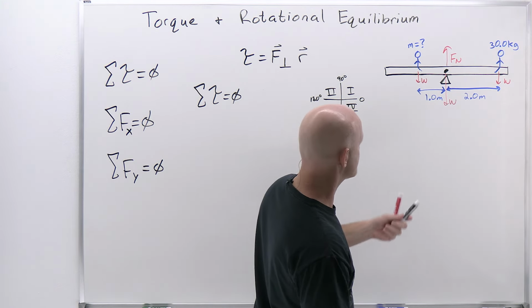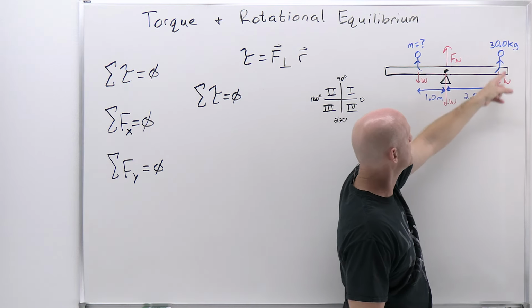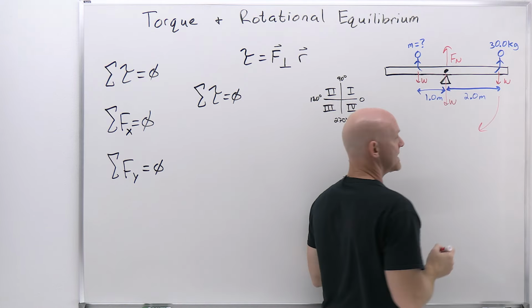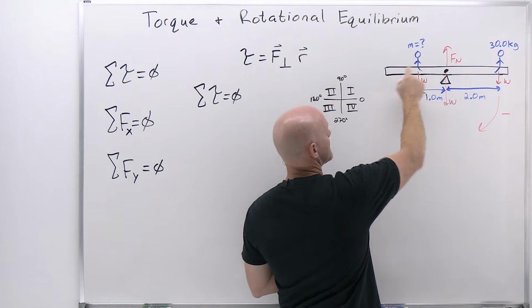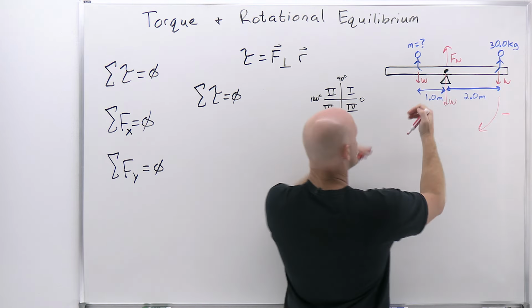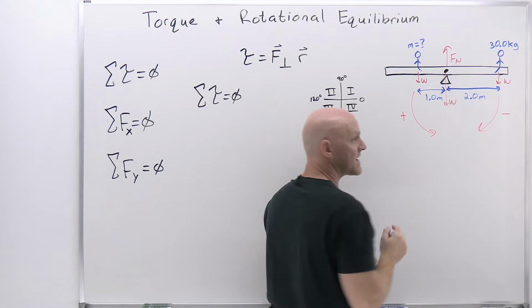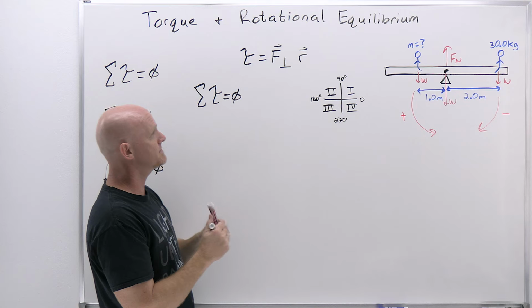So in fact, I'll leave that up for a sec. In this case, if you look around that axis of rotation, the weight of this 30 kilogram child should cause it to want to rotate in a clockwise fashion. We'll define that as being negative. The weight of the child of unknown mass here would cause it to want to rotate in the counterclockwise direction, and we'll make that a positive contribution to torque. And again, we'll control the signs here when we set this up.